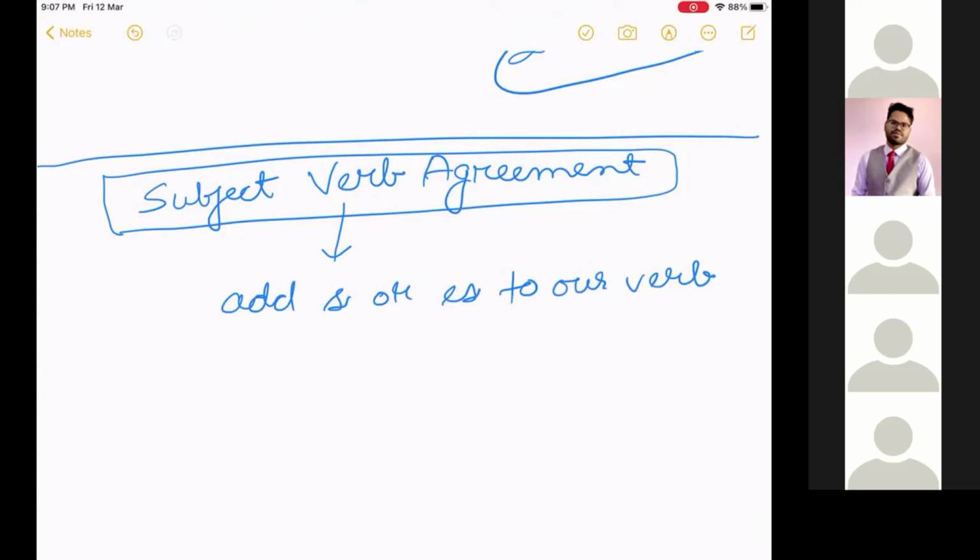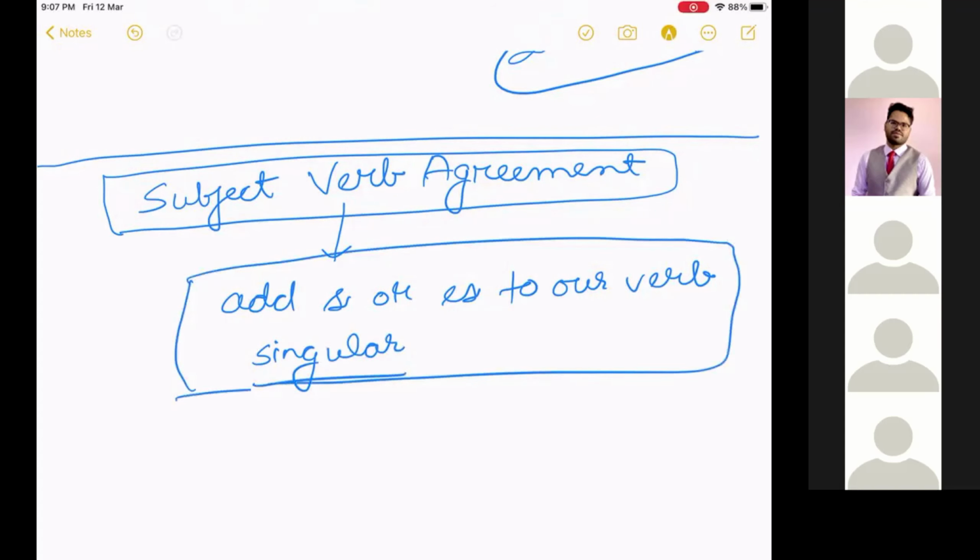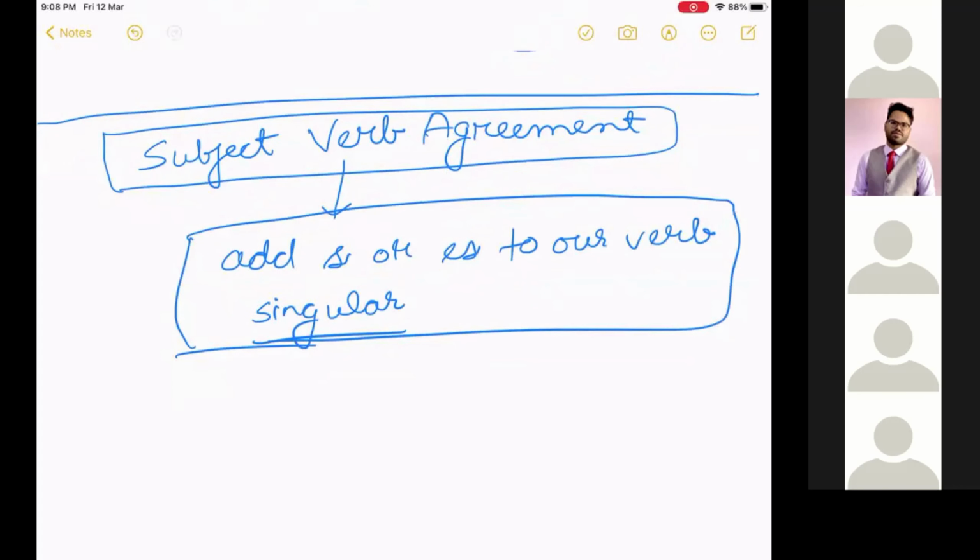When we add s or es to the verb, does it become singular or plural? Singular. Okay, yes, it is singular. You have to remember this. This is the most important thing, and people get confused. If you have a clear-cut idea about this part, you won't be confused on any other part. So I'll repeat again: when we add s or es to our verb, it becomes singular.